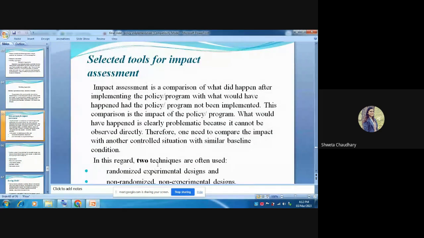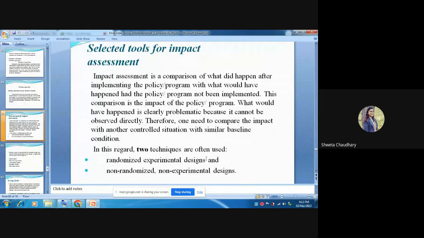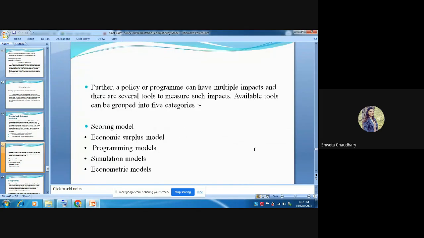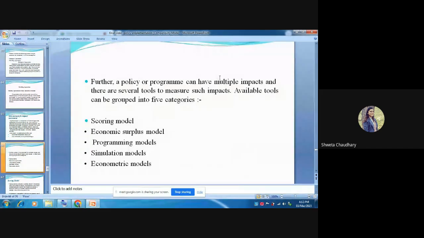I will be telling you about the different modeling tools, like randomized experimental design and non-randomized experimental designs. We have different techniques. Now, different models are there, like the scoring model, economic surplus model, programming model, simulation, and econometrics. These are the models of implementation.